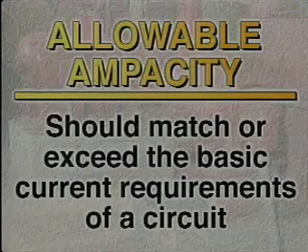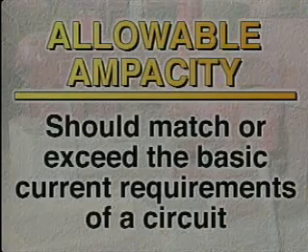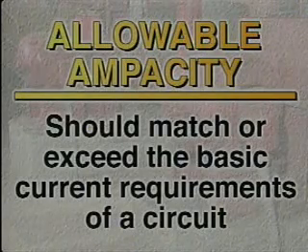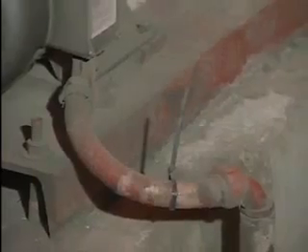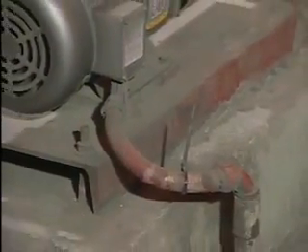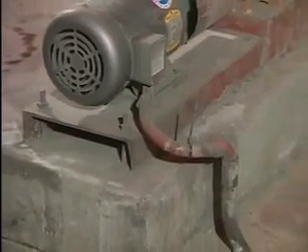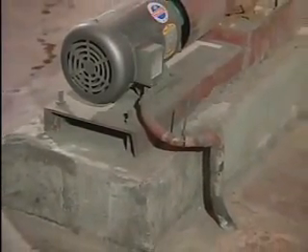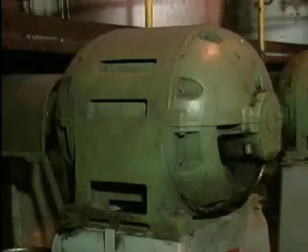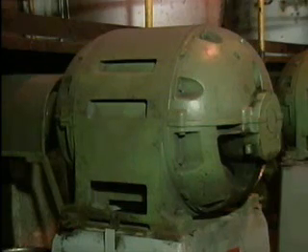Generally, the allowable ampacity of a conductor should match or exceed the basic current requirements of the circuit in which it's installed. But there may be situations where a conductor's allowable ampacity should be higher than the basic current requirements of the circuit. One of those situations is a circuit that has a motor. Motors draw additional current when they first start up.